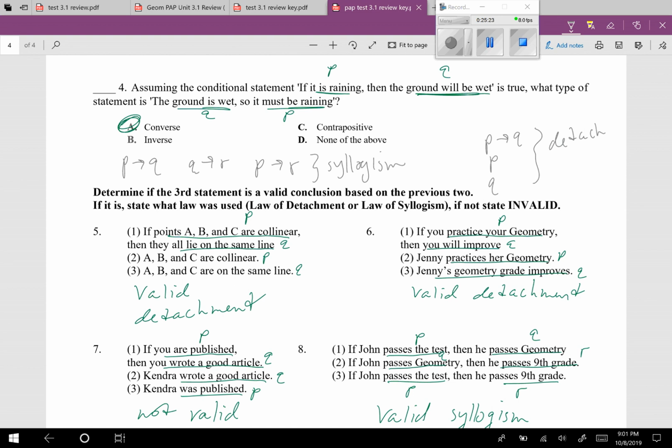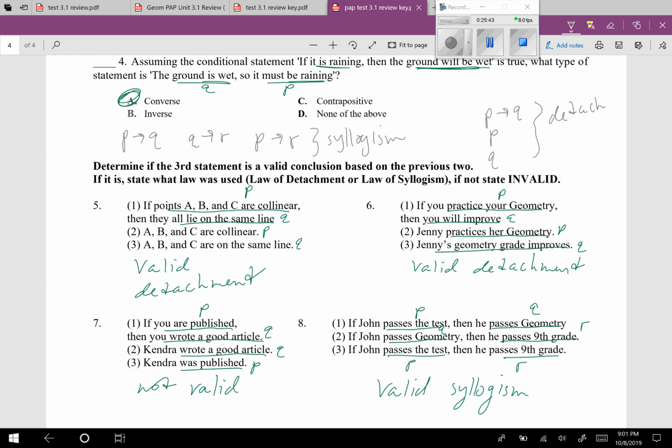Okay, question 6. If you practice your geometry, then you will improve. So practicing is P, improving is Q. Jenny practices her geometry. That's P. Jenny's geometry grade improves. That's Q. So it follows the order that it's supposed to. So it's valid by the law of detachment.